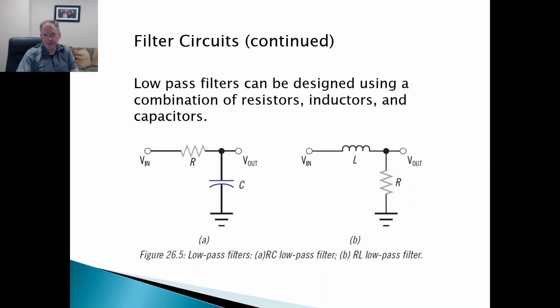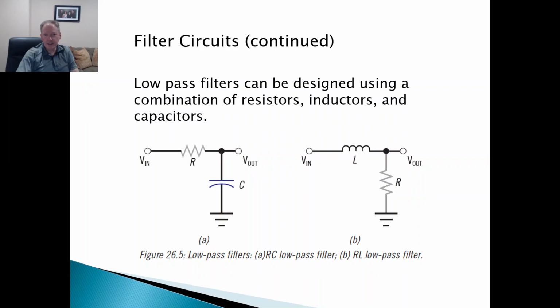So low pass filters can be designed using a combination of resistors, inductors, and capacitors. So here's a low pass RC filter. It goes resistor, and then you take the output across the capacitor. And at a certain frequency range, this capacitor will then start to attenuate or block the output.